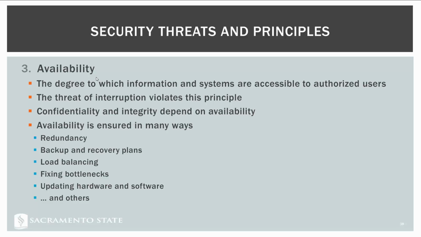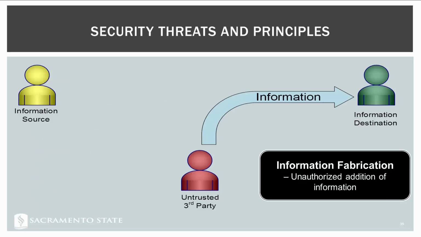And so when we're talking about these principles, we handle availability by making sure that we have our systems that are reliable. We provide redundancy if necessary. We have backup and recovery plans. If there's some slowdown, we try to fix that slowdown or that bottleneck in our system by upgrading our hardware and software, etc. And so these three principles, confidentiality, integrity, and availability, actually comprise what's called the CIA triad. I have a slide on that in a second.